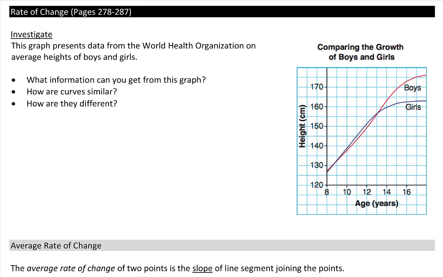The first thing you might see is that both boys and girls grow at approximately the same rate up until age 13. We see that the girls' rate of change of height with respect to age slows down, while the boys continue to have a higher rate of change in height up until about age 15. And then theirs begins to slow down as well.